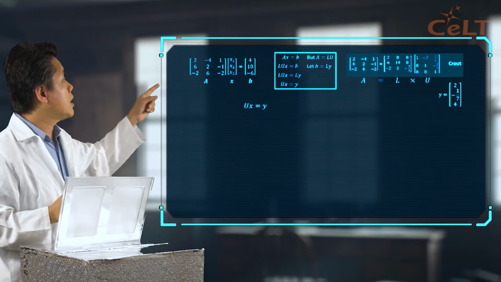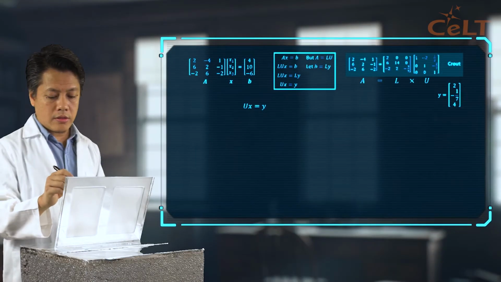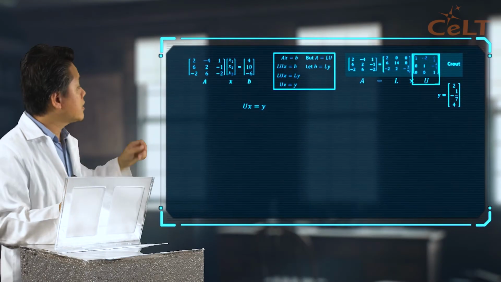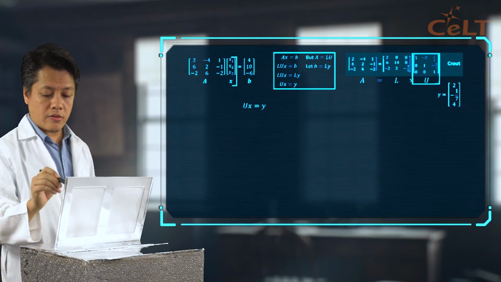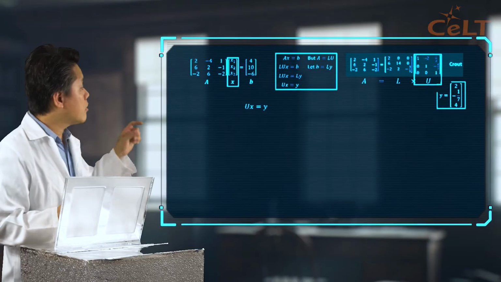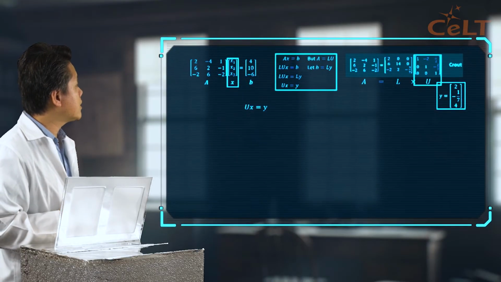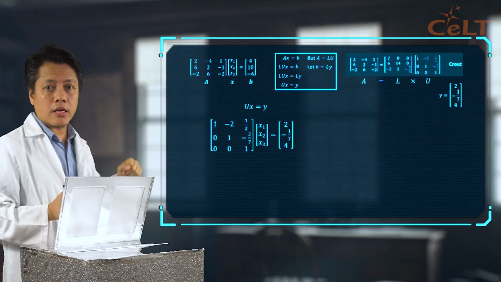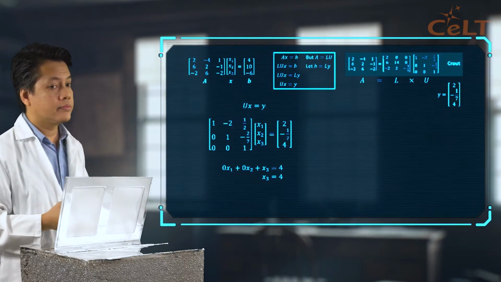The last step is to equate Ux equal to Y using vector Y that we have just derived. This will eventually solve for X. This is our matrix U, vector X, and at the corner over there is vector Y. So let's do that multiplication. The last row of U multiplied by that of X gives us that expression, and we get the value of X3, which is equal to 4. So we've got the solution of the first variable, which is X3.